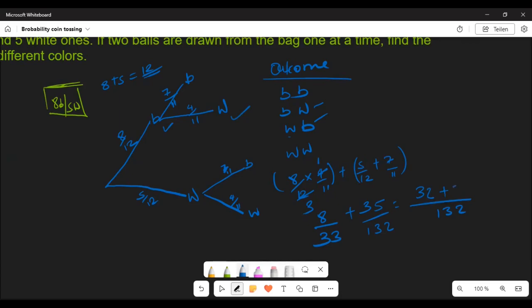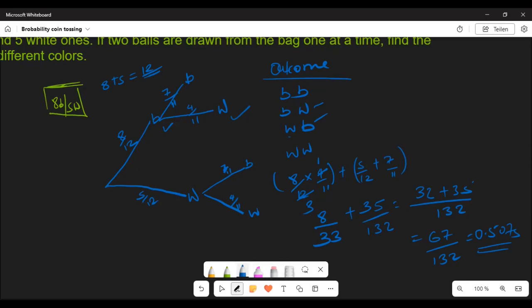Times that one is going to be 35. So here we have now 67/132. So the probability will be 0.5075, which, yeah, if you want to put it as a half, if you want to leave it here, it should be like a half.